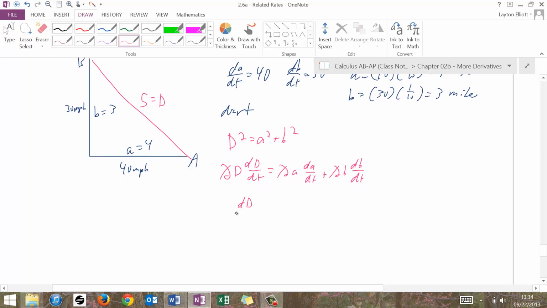Let's do the solving just like we did before. We're pretty much almost done. 4 times 40 plus 3 times 30 all over 5. Work that out and you get 50 miles per hour.